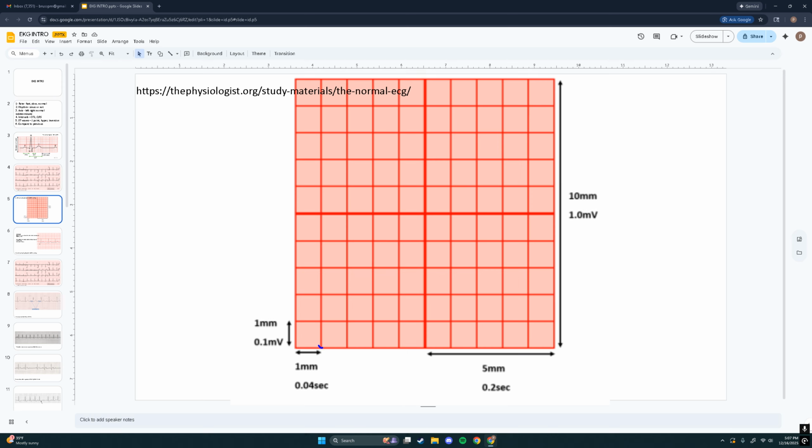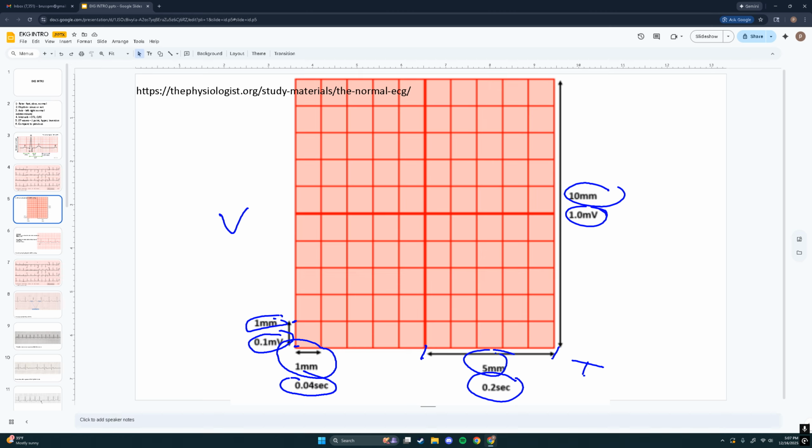Each one small box is 1 millimeter, which corresponds to 0.04 seconds. A big box is 5 millimeters, which corresponds to 0.2 seconds. Okay. The x-axis is time. The y-axis is voltage. Okay. One small box on the y-axis is 1 millimeter or 0.1 millivolts. For the vertical ones, two big boxes are 10 millimeters or 1 millivolt, okay?